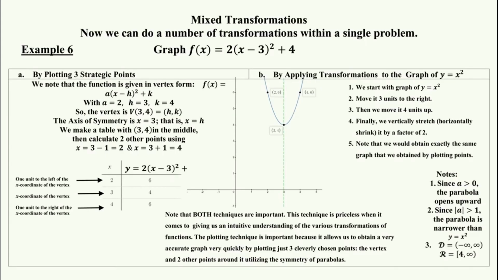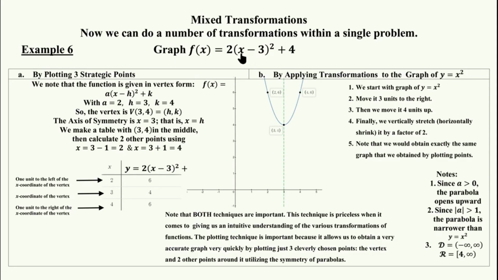All right, so now we can put it all together and look at some interesting problems where different kinds of transformations are involved. We can notice here, for example, we have a which is not 1, we have h here, k here.